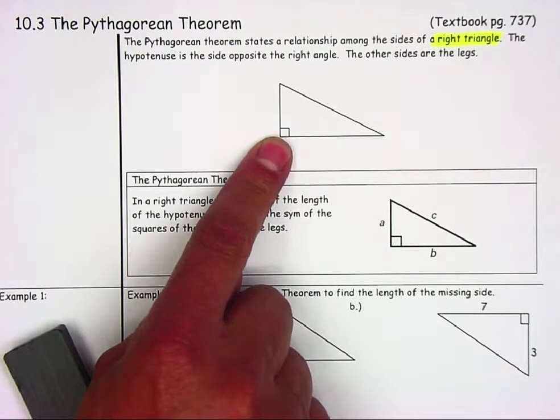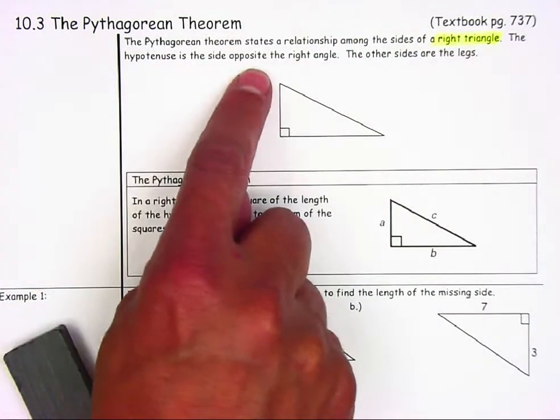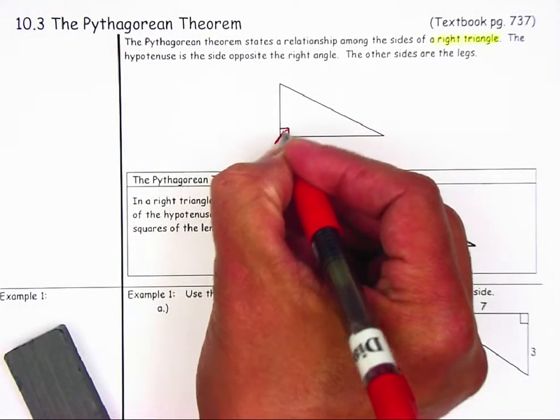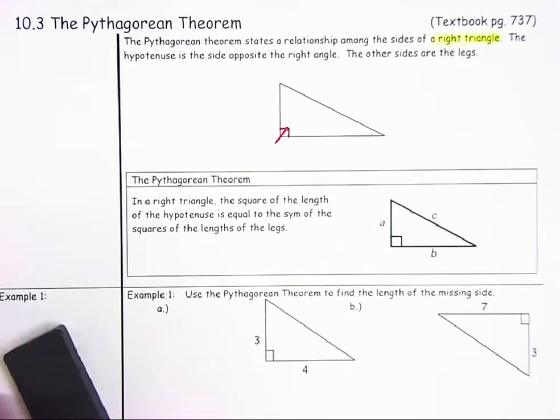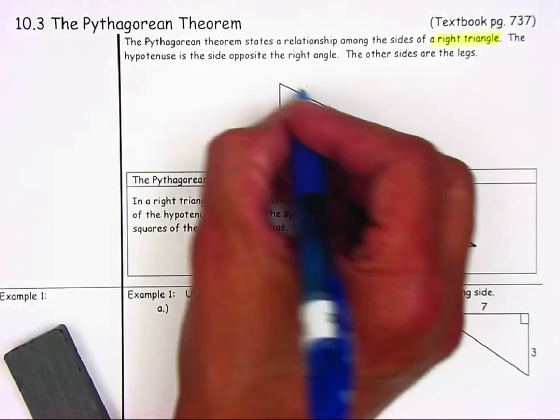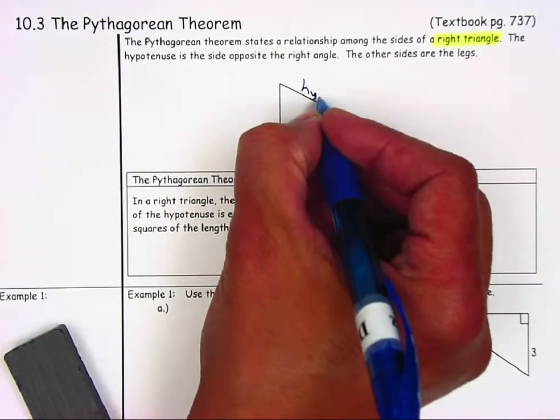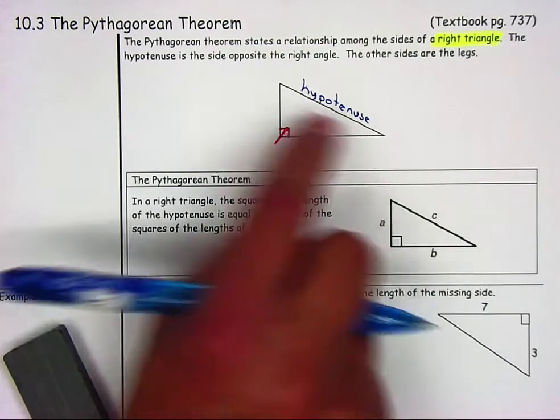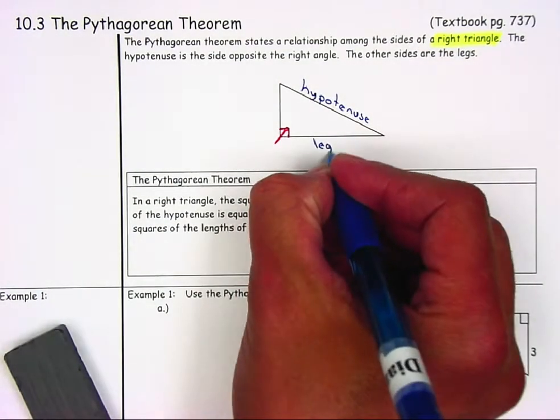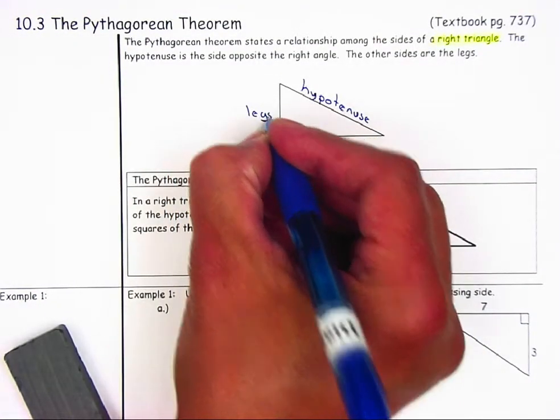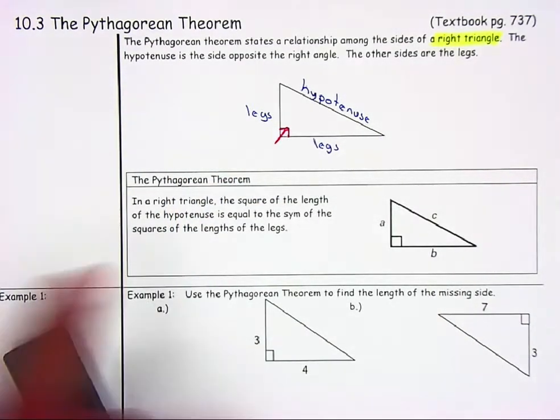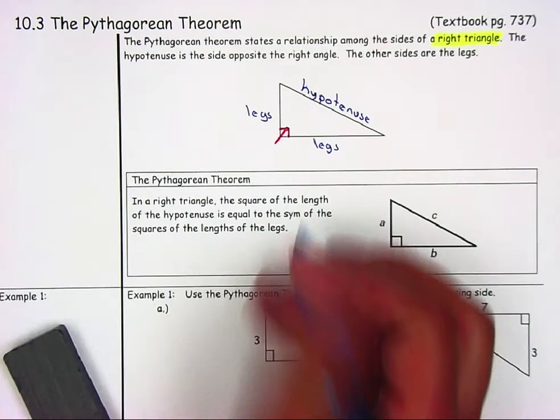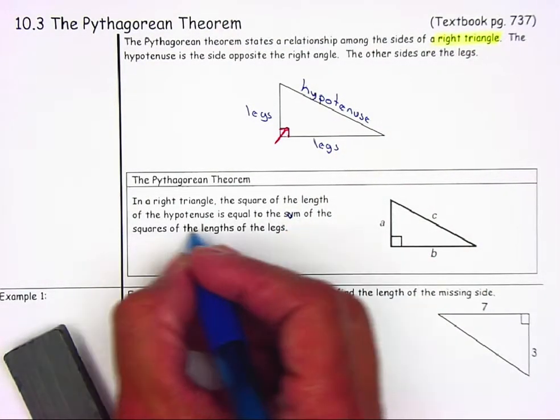Now, when you have a triangle, the hypotenuse is the side opposite of the right angle. So I always think that this is the right angle. If I place an arrow, this will always point to the hypotenuse. Now, the other two are called the legs. In a right triangle, the square of the length of the hypotenuse is equal to the sum of the squares of the lengths of the legs.